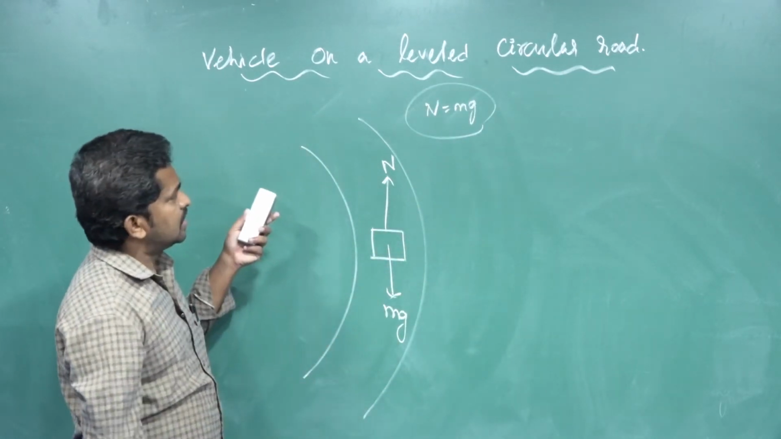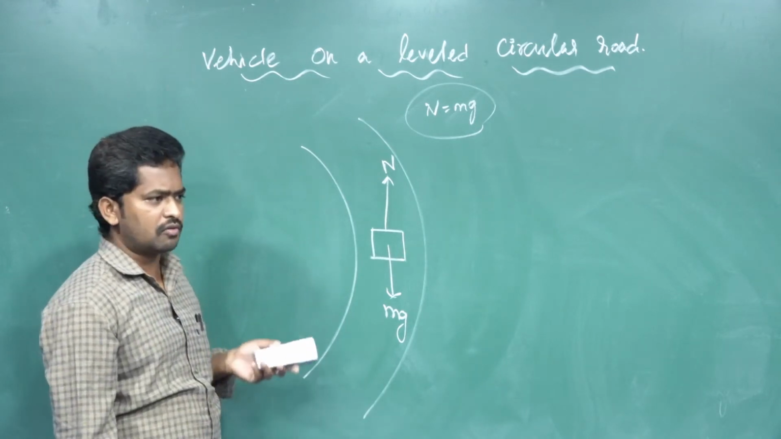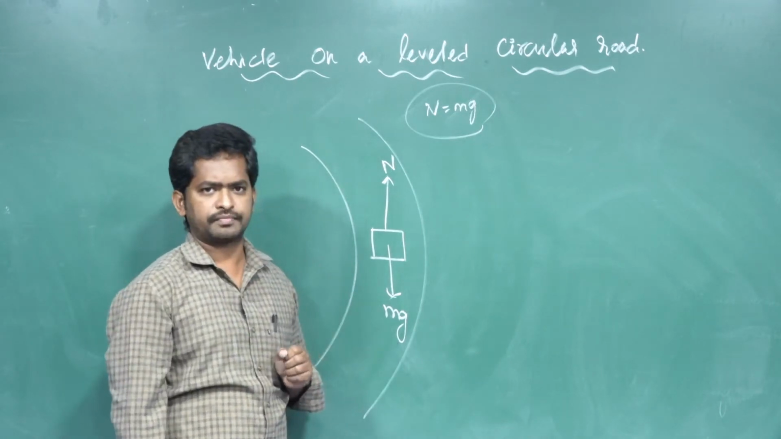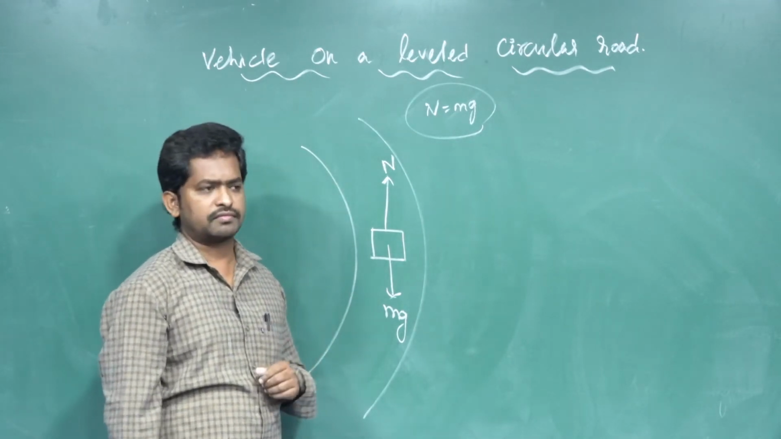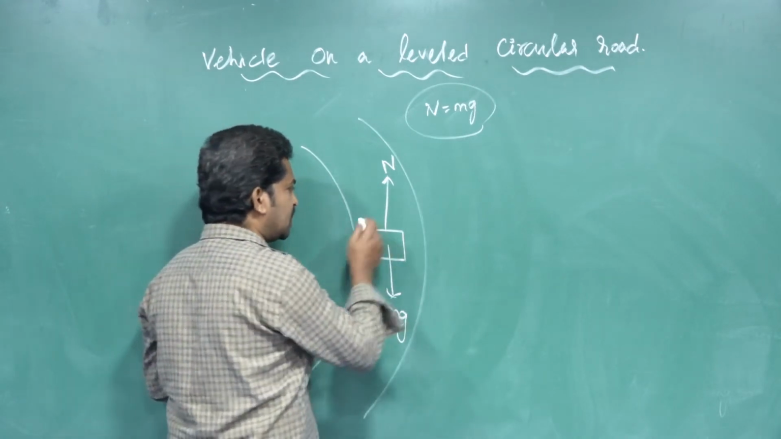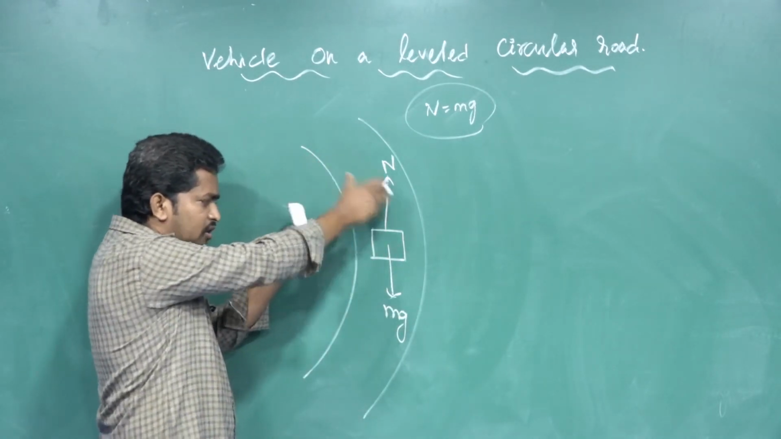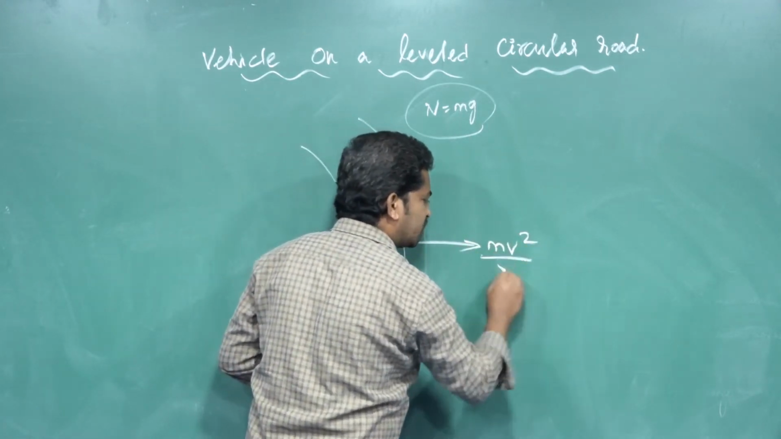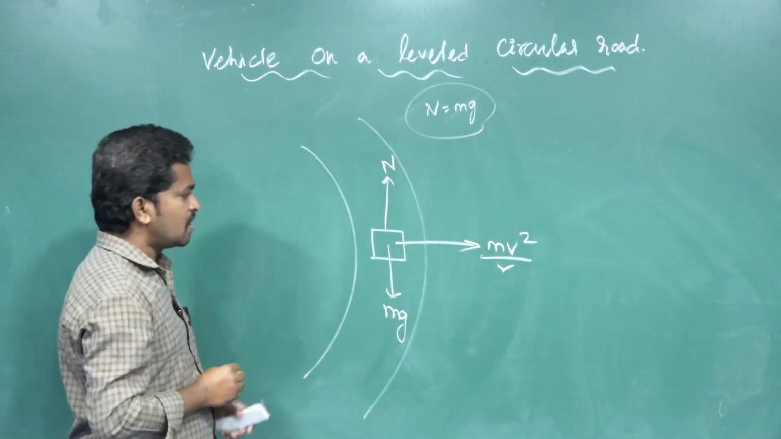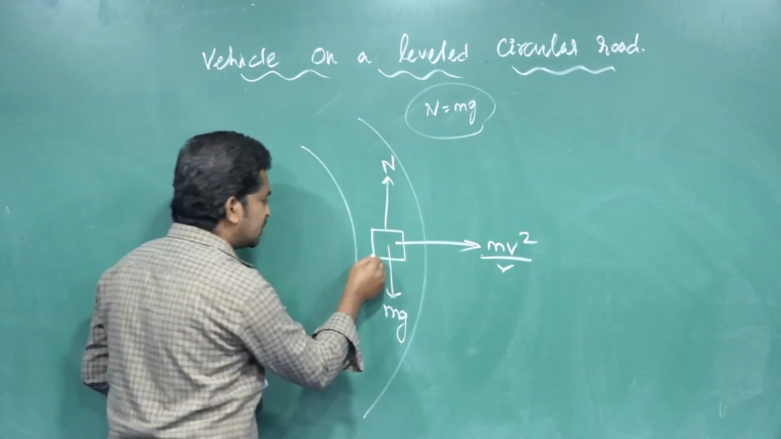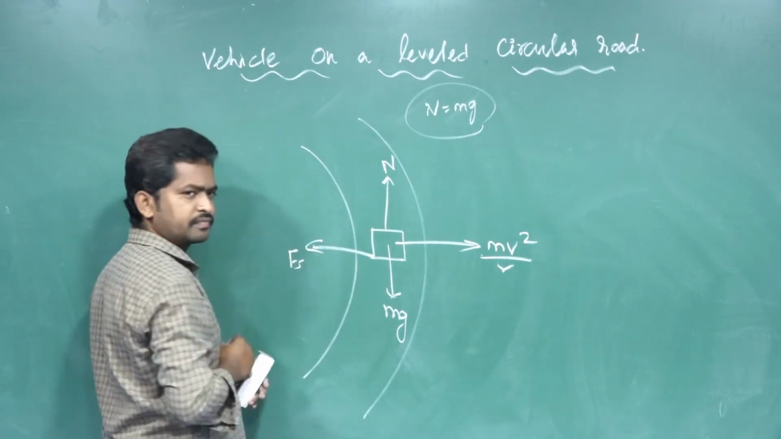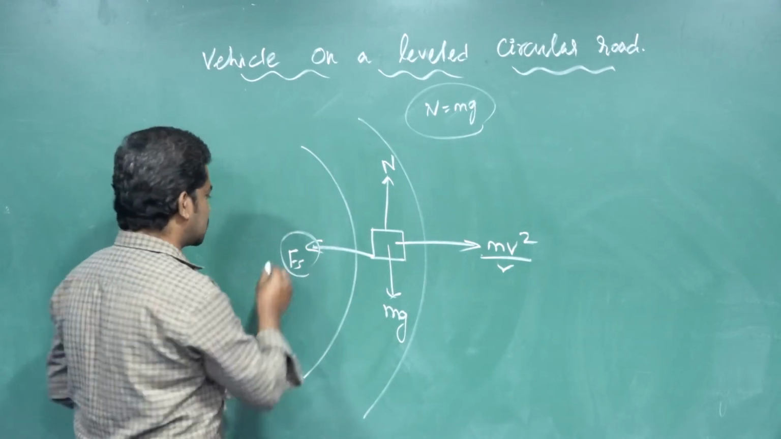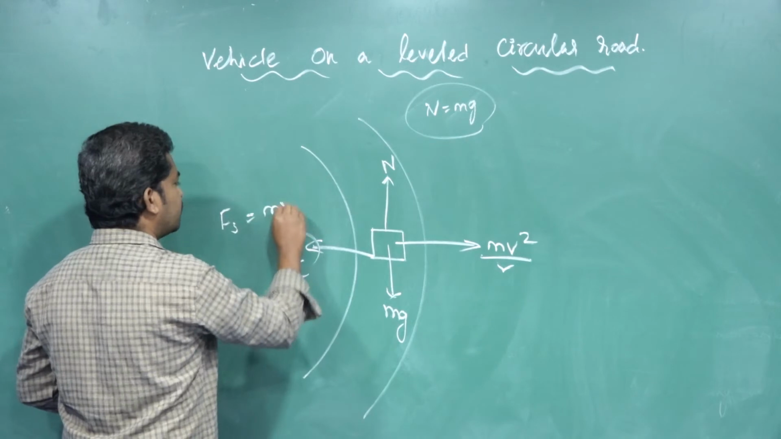Another one is the circular road. For a circular road, the important character is the centripetal force. For the object to travel in a circular path, the centrifugal force must act in the outward direction, mv square divided by r, you know well. Another equivalent force acts in the opposite direction, the frictional force. This frictional force is provided as the centripetal force. So Fs is equal to mv square divided by r.